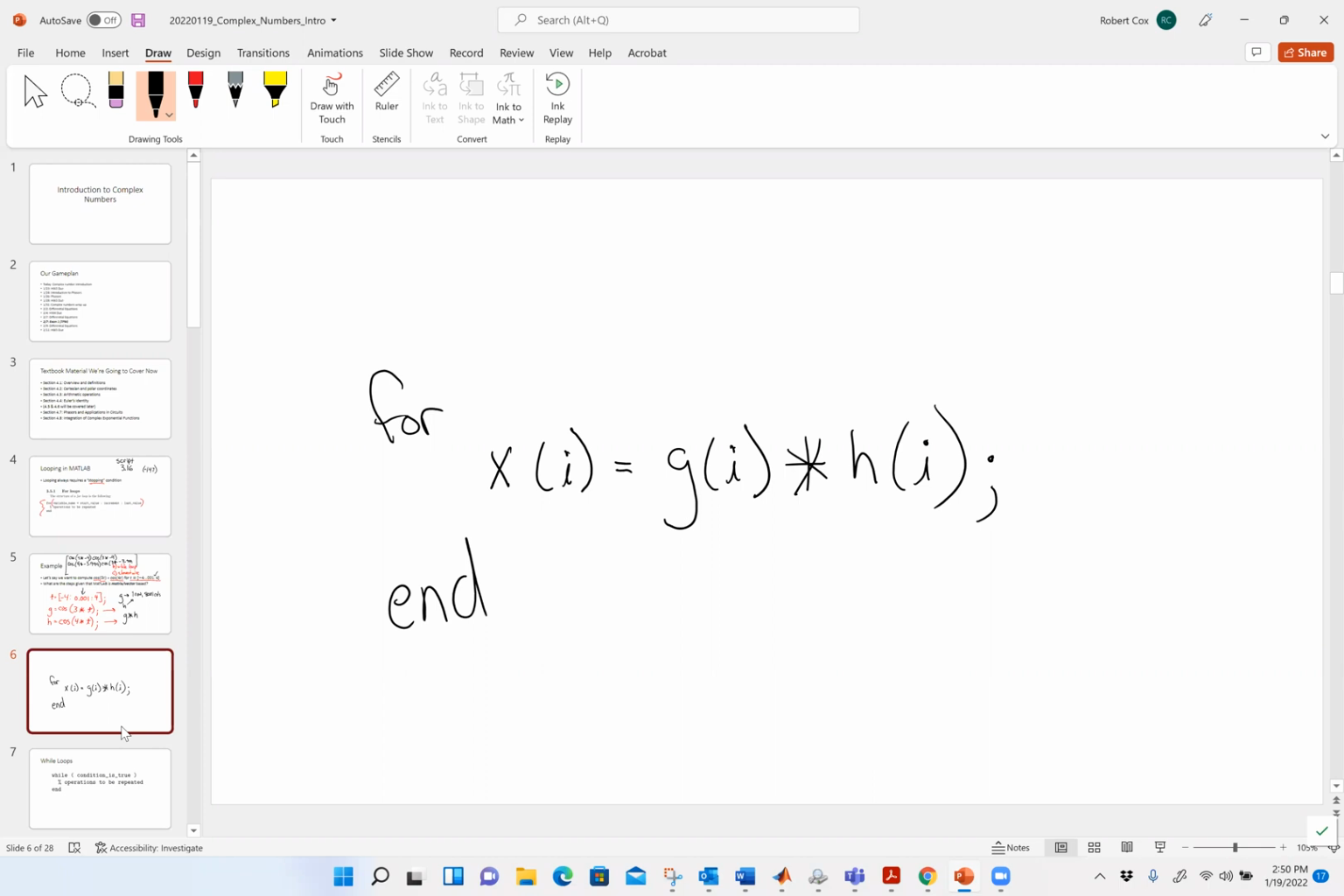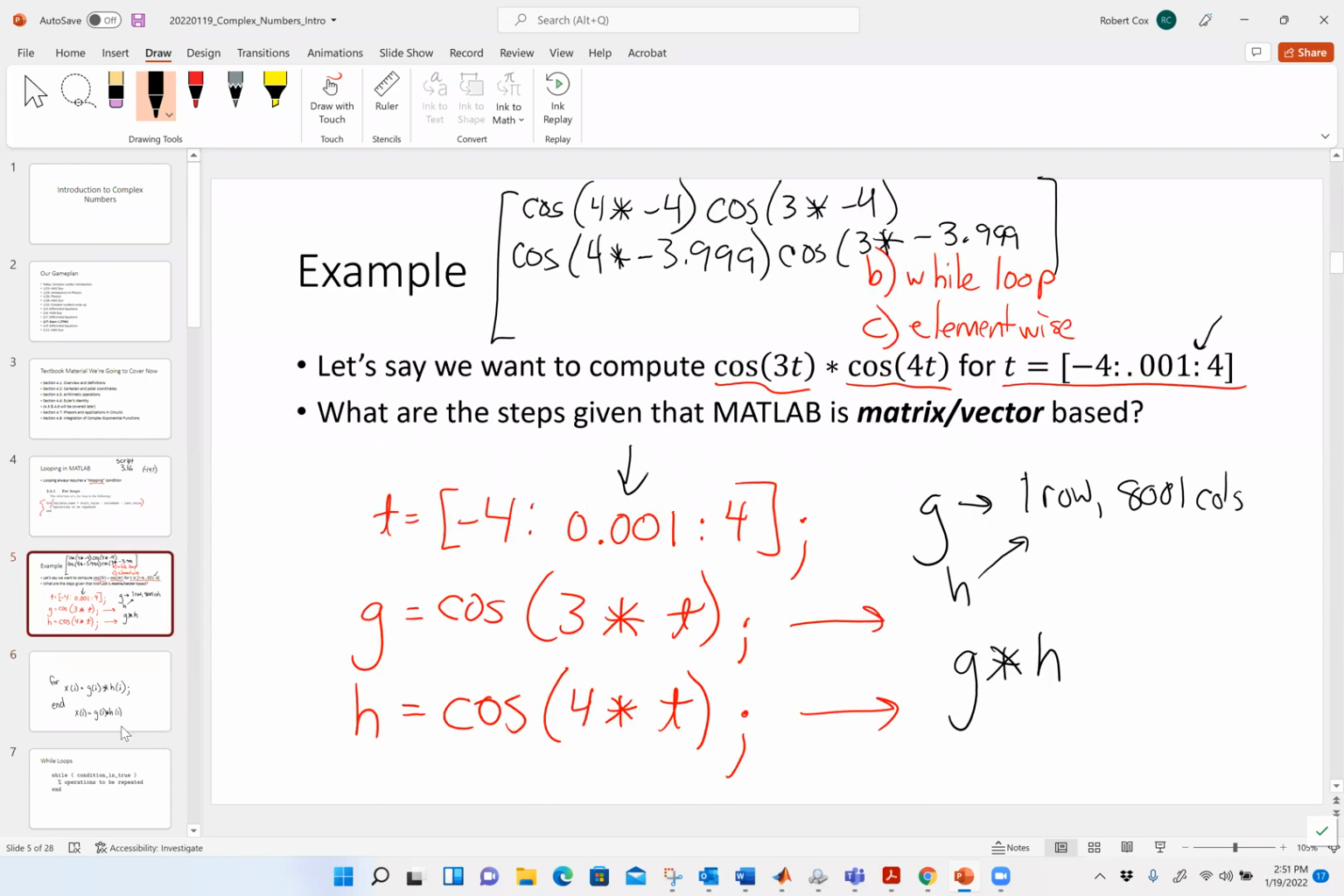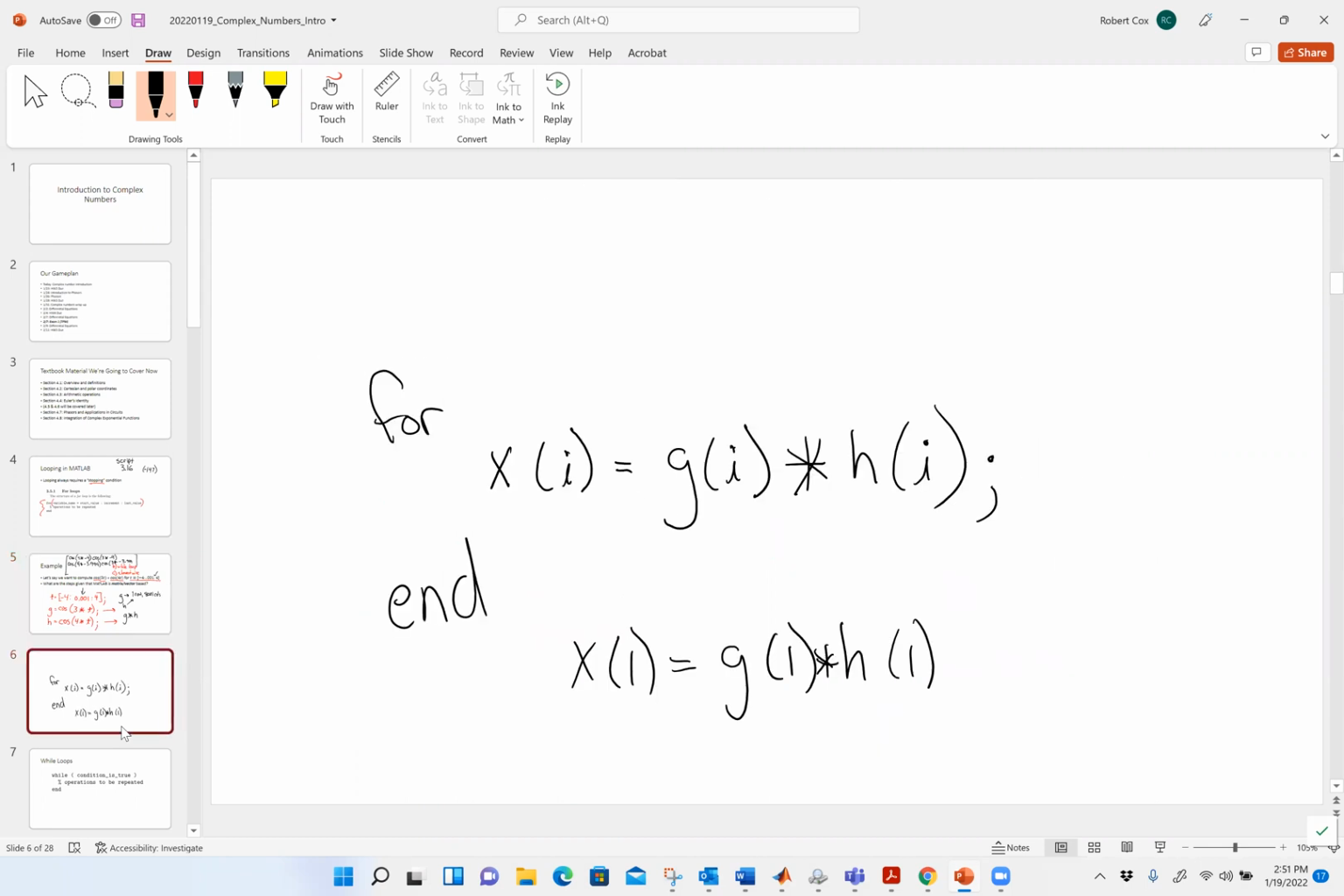And so the way I do this is I'd say, well, if I want the first entry, I would say X of 1 is equal to G of 1 times H of 1, right? That would give me the first entry. That takes the value at -4 in G and the value at H at -4 and multiplies those together to give me the value of the output at -4, right? But -4 is the first entry in that vector. Okay. You guys follow that?